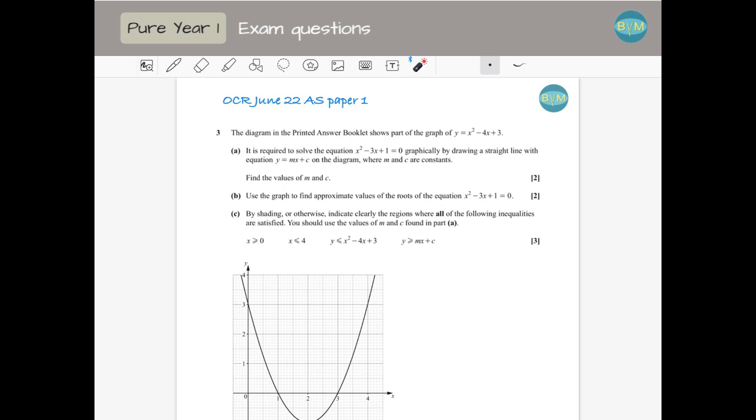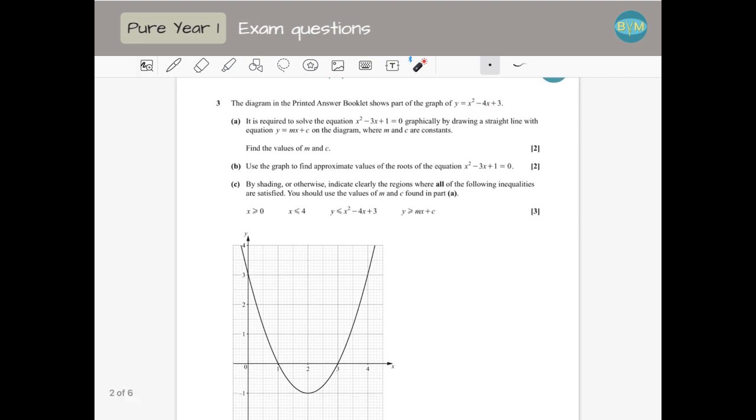Hello, this is question 3 on your OCR June 22 AS paper 1, the pure and statistics. The diagram, which is in the printed booklet, shows part of the graph y equals x squared minus 4x plus 3, so a quadratic, and we are required to solve the equation graphically by drawing a straight line with equation y equals mx plus c, and we have to find m and c. So we have to compare this quadratic with this equation, and we see there is a slight difference.